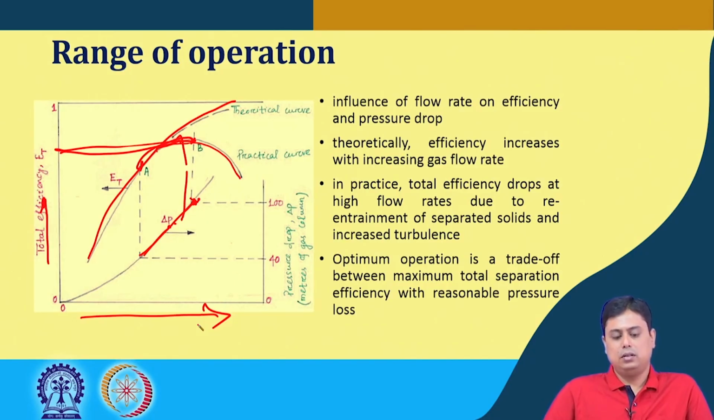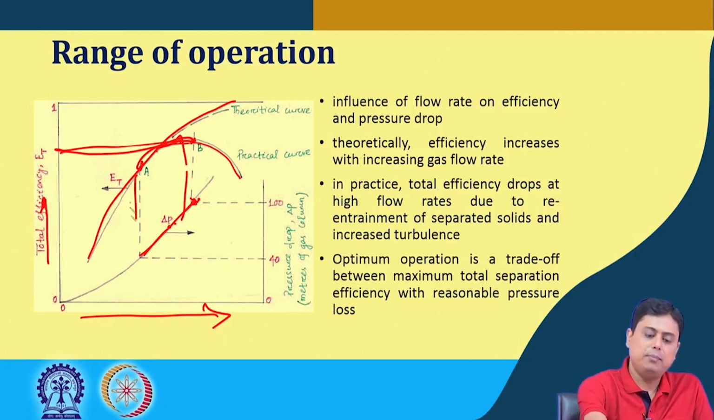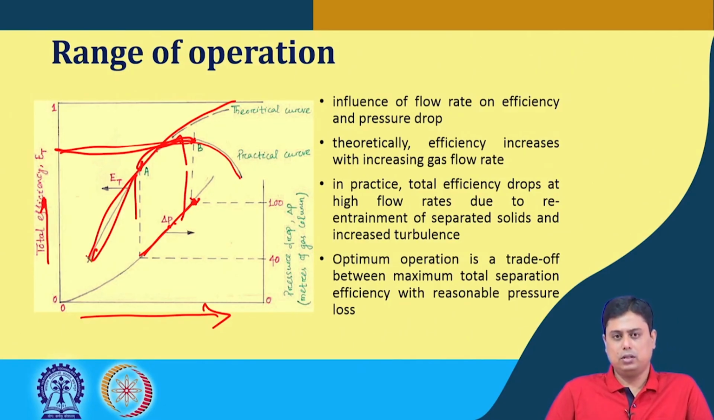Beyond this limit, the efficiency drops due to the reason that I mentioned, the increased turbulence and the re-entrainment of the solids that were separated earlier in the low flow rate case. If we operate below this region at a low flow rate, then this cyclone separator will basically work as a kind of gravity settler. There would be no enhanced separation, because the velocity is not sufficient to create the stable vortex that is required for enhanced separation by pushing the solid particles towards the wall, which on impact are then collected at the bottom of the vessel.